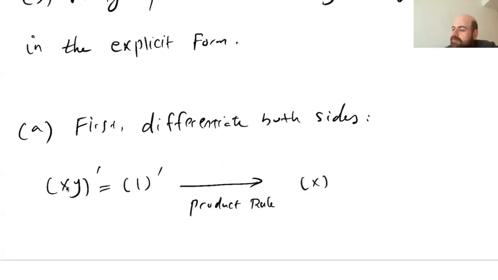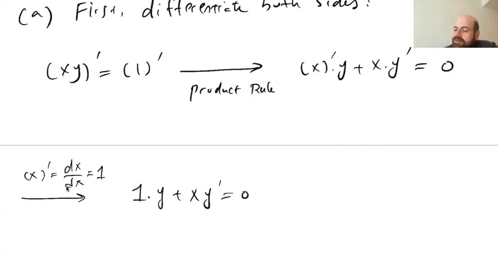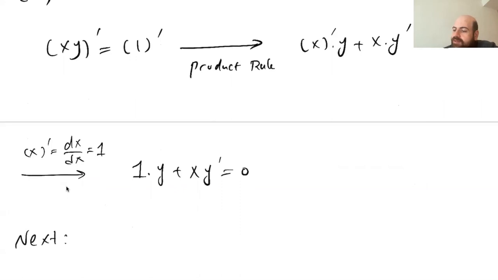And then I'll get x derivative times y plus x times y derivative equals derivative of 1, which is 0. Derivatives of constants are 0. And now the x derivative. When I say derivative, I mean d/dx. So x derivative, which is the same as dx/dx, the derivative of x with respect to itself is 1. So then I'll get 1 times y plus x times y prime equals 0. And then I have to next isolate for y prime.